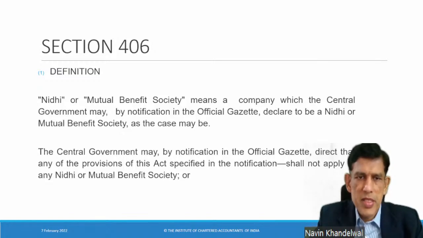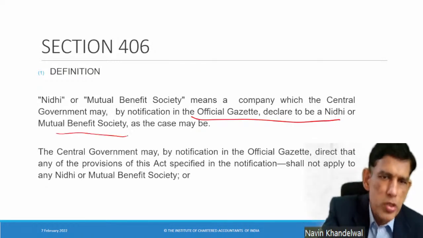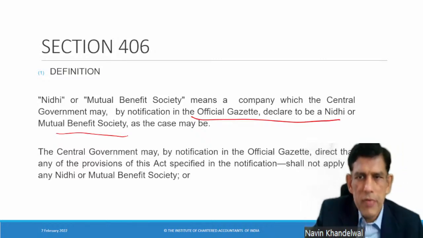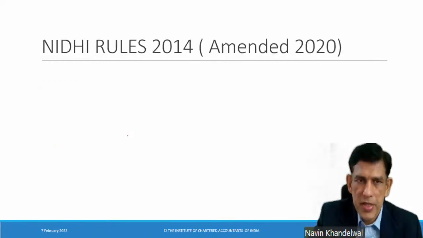406 says that means a company, Nidhi or mutual benefit society. A company which the central government by notification in the official gazette declared to be Nidhi or mutual benefit society. So a company which has been declared by the central government to be a Nidhi company. So that is a simple definition. But technically speaking, what could be Nidhi companies?